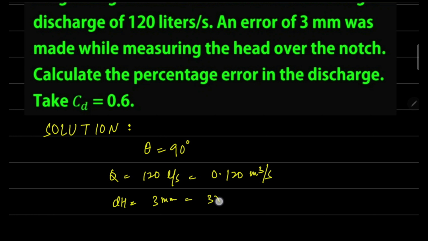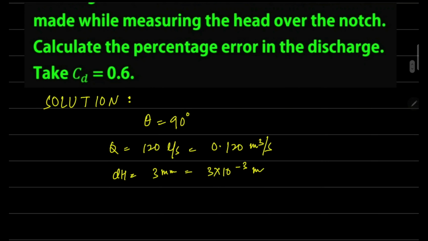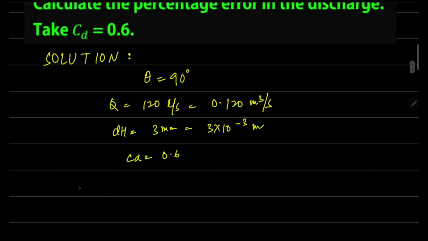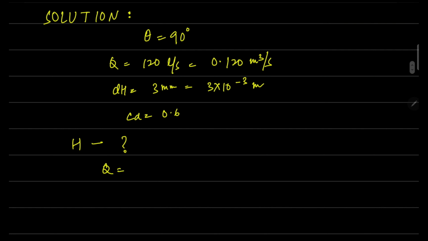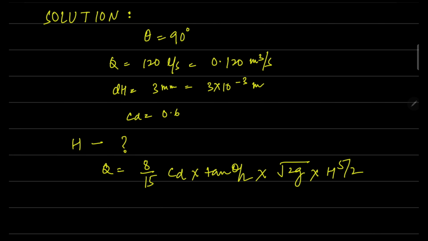This is 3 multiplied by 10 to the power minus 3 meter, and CD value is 0.6. Similarly, let's assume that the head over the notch is h, that we have to determine. The formula we use for the triangular notch is 8 by 15 CD multiplied by tan theta by 2 multiplied by under root 2g h raised to the power 5 by 2.